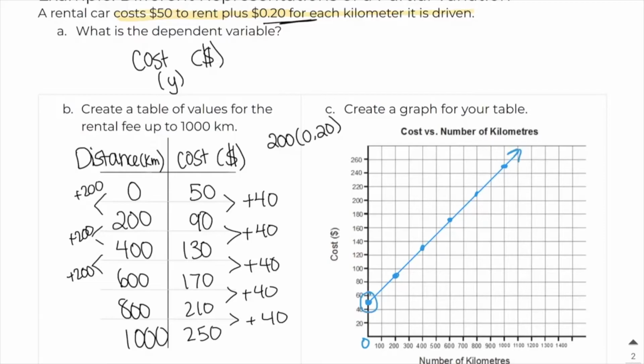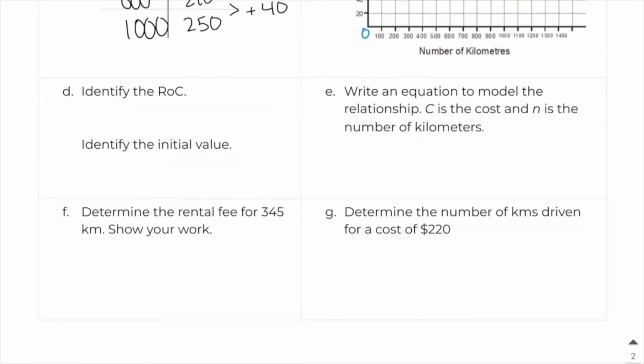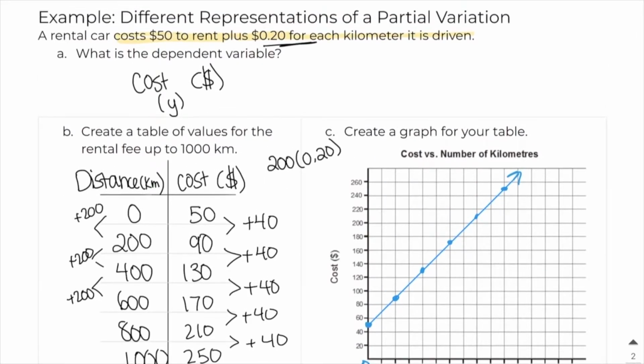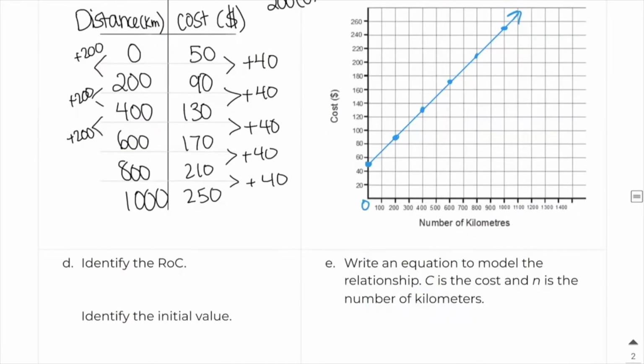Notice how this time it starts on a different point on the y-axis as opposed to starting at the origin like we had with partial variation. So now question D says to identify the rate of change. And if you notice here, it tells us the rate of change in the original problem. It's 20 cents for each kilometer.